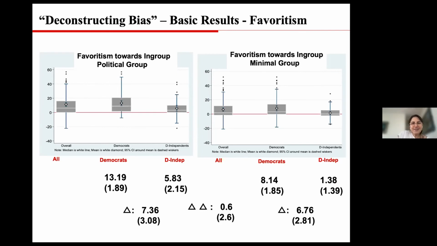So you can see that the difference in the difference is 0. The difference between these two and these two, the difference in those differences, is 0. Essentially what we're seeing is that the people who say they're Democrats are acting in a biased way in both settings, in both this minimal group setting and in the political group setting. It doesn't seem to matter which setting they're in. They're acting in a more biased way than the people who are Democratic-leaning independents. So this is leading us to think, oh, maybe there are some people who just act in a biased way no matter what group they're in.